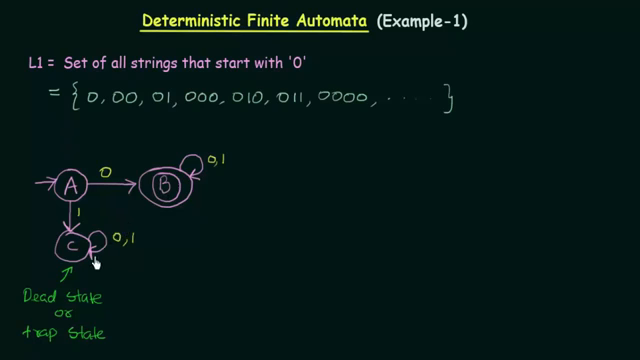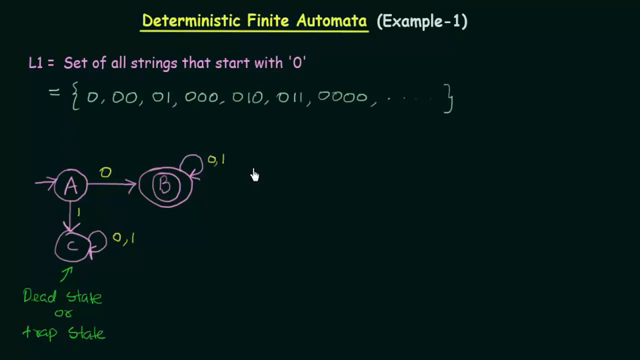Okay, so now my DFA is complete, because I've already mentioned in A, if I get 0, it goes to B. If it gets 1, it goes to C. And in B, whether it is 0 or 1, it stays in B itself. And in C, whether it is 0 or 1, it stays in C itself. Now my DFA is complete. Now I've designed the DFA for the set of all strings that starts with 0. Okay, now let us check if this is correct.